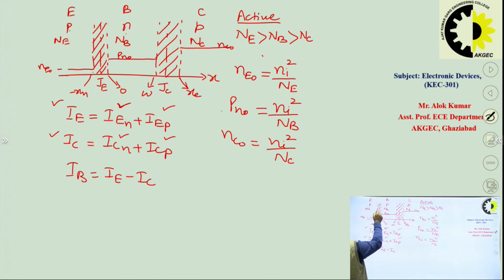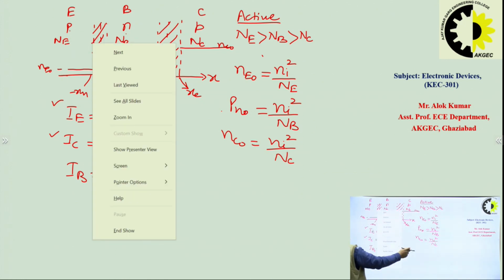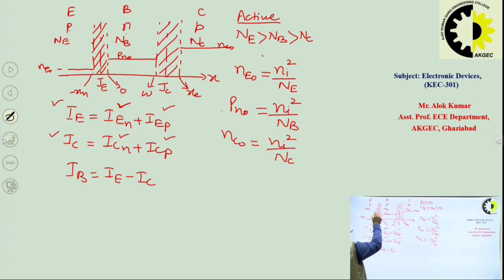So here we can say at this surface the electron concentration will be higher, and as we go deep into the P type, this concentration will reduce. Okay, so the profile will be like this. Similarly, if I talk at this point, what will be the minority carrier concentration in the base?